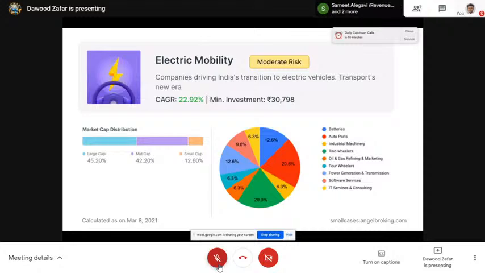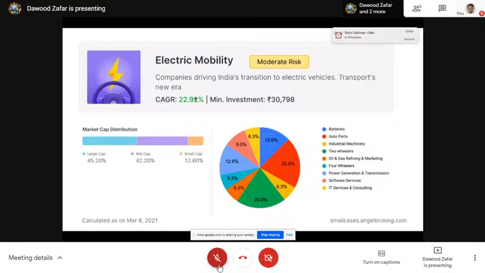So electric mobility. We got this idea. So with this idea, what are the companies? How to select those companies? What are the sectors which may get benefit from this, right? If you go to our platform, you'll be able to see the name, the idea, which is electric mobility. You'll be able to see the risk tag over it. The smallcase which we have launched comes under moderate risk, and you'll be able to read one line over here.